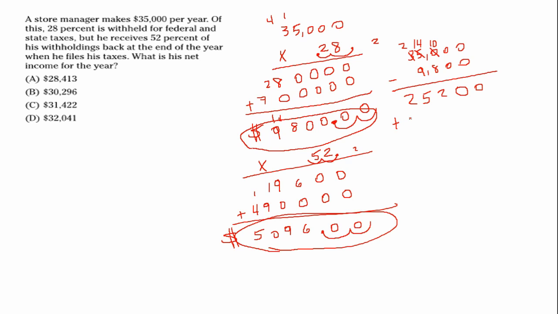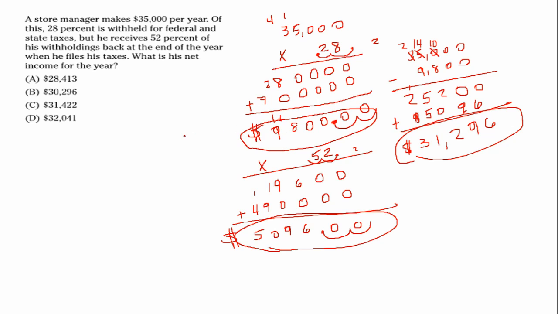Let's add the 5,096 back in. Okay. 0 plus 6 is 6. 0 plus 9 is 9. 0 plus 2 is 2. 5 plus 5 is 10. Carry the 1. So that bumps him back up to 31,296. Oh, did I make a mistake somewhere? That should be 0. Sorry about that. 5 plus 5 is 0. Carry the 1. So 30,296.